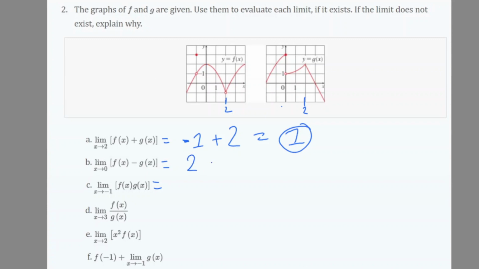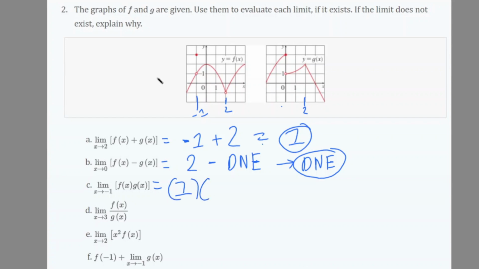So we just do 2 here minus, and then g(x) as it goes to 0, it does not exist. So your final answer would just come out to does not exist, because you can't subtract does not exist. So for C, the limit as x goes to negative 1 of f(x) times g(x). So negative 1 is right here. So for f(x), the limit is 1.